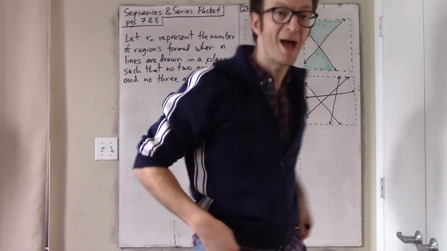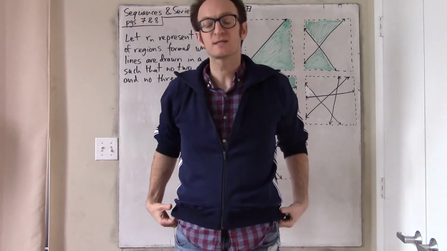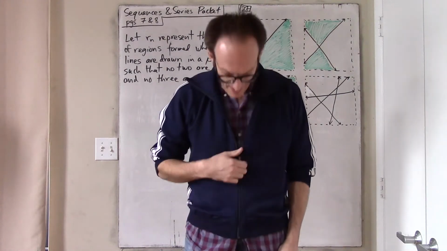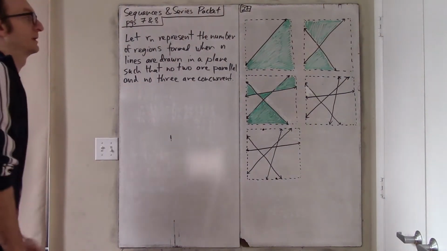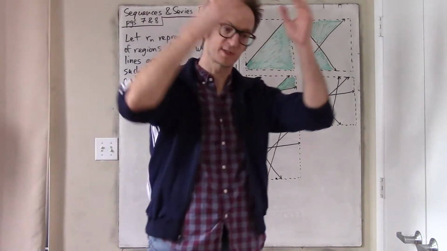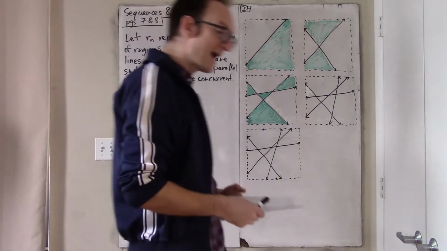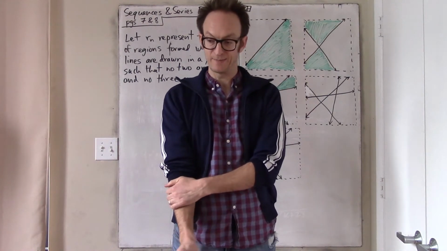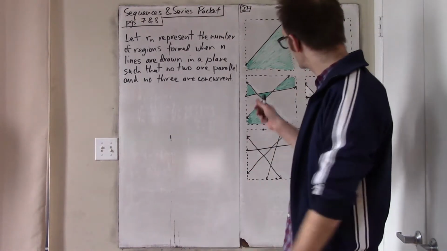Okay, welcome back. We are going over pages 7 and 8 from the Sequences in Series packet. This was kind of a tricky and interesting problem. Here we have, take the entire plane, which is of course infinite in all directions, and let's divide the plane up into regions by dropping lines into the plane or something like that.